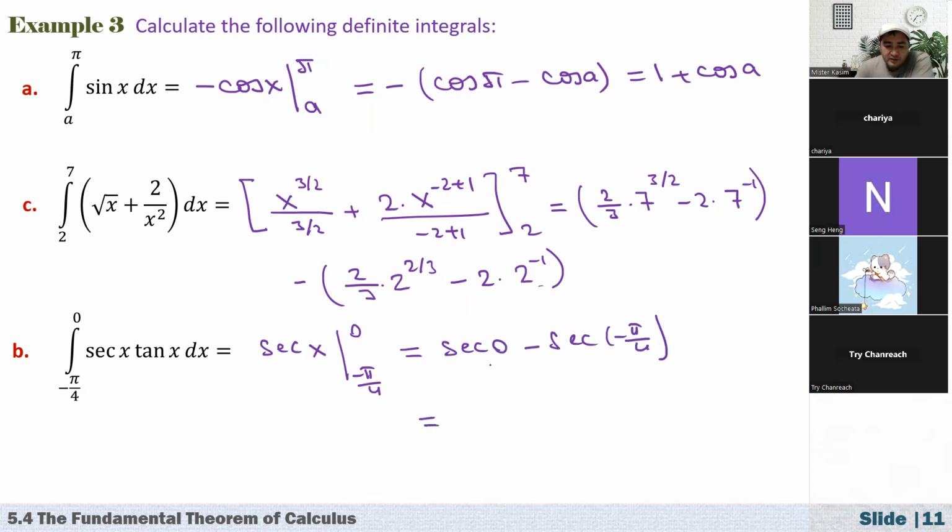And what is secant of 0? That is 1 over cosine of 0. That's equal to 1. And cosine is an even function, so the minus goes away. What is secant of pi over 4? What is it? Just square root of 2, right?